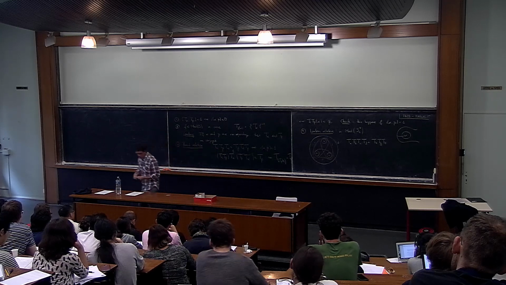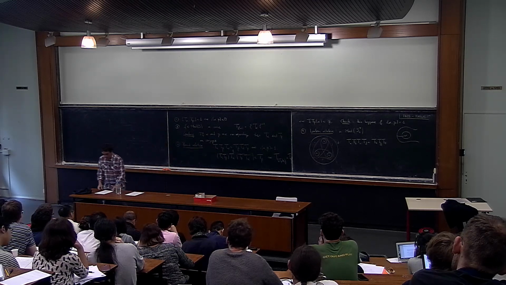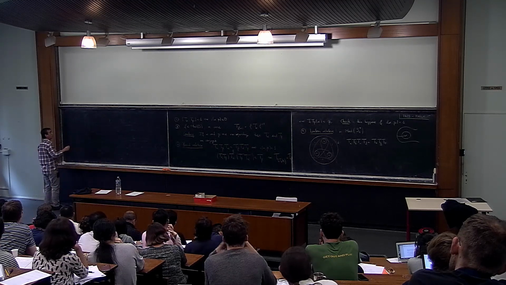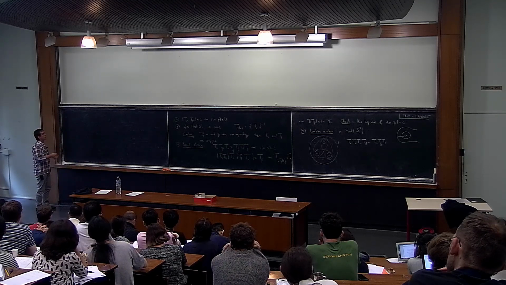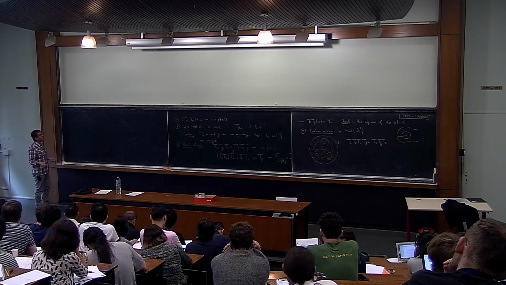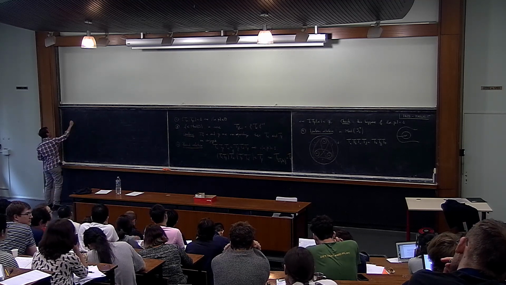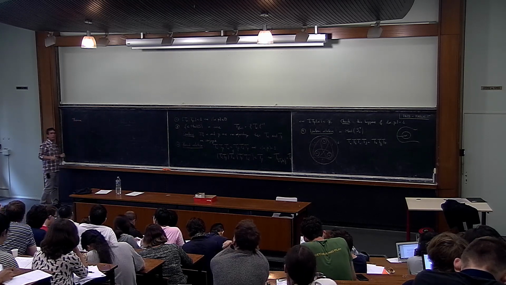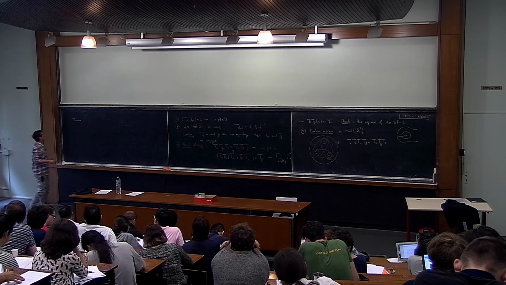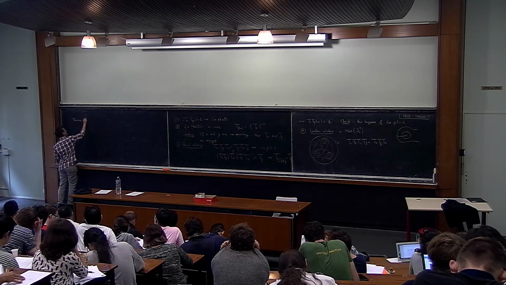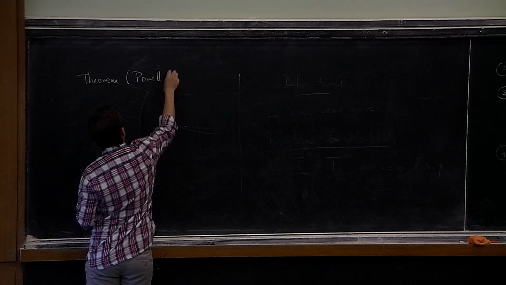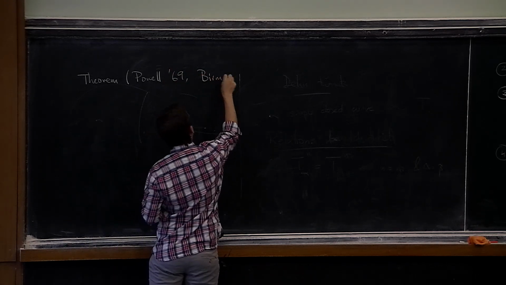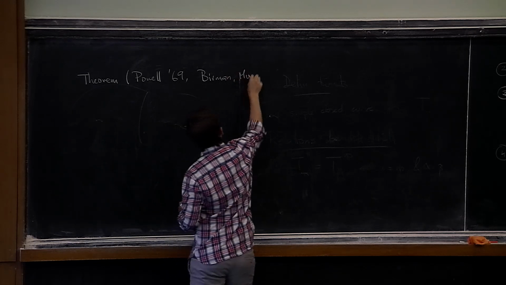I'm just collecting chalk. Right, so given the information that we have to hand now, I want to prove some very important algebraic result about the mapping class group. It's a theorem of Powell from 1969, building up on work of John Behrman and Mumford.